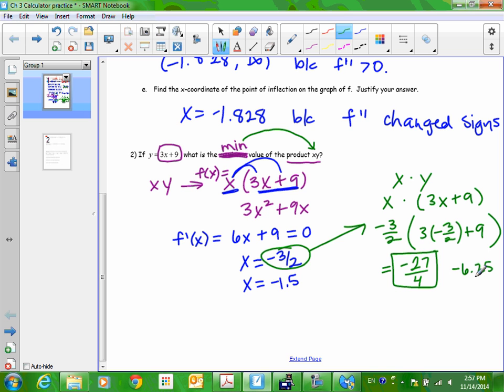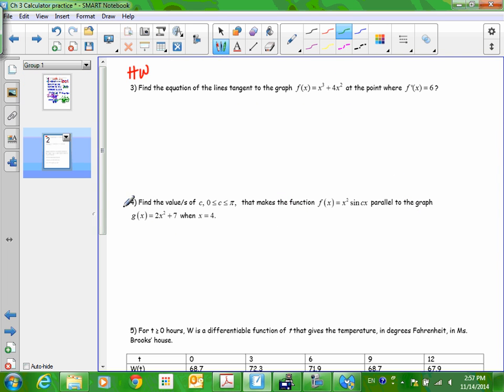Are we good? Okay, let's move on to the next page. Negative 27/4. Okay, number 3, let's call that homework unless we have time to come back and get it, but probably that one problem is going to be your homework. It's the easiest one on the whole page.